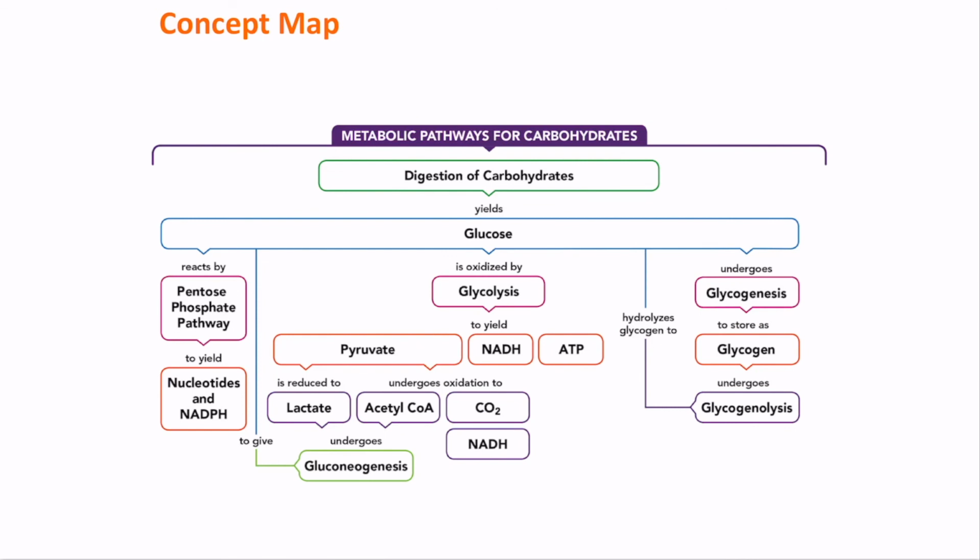So this is the concept map of everything that we discussed today. We have discussed all the pathways for the digestion and metabolism of carbohydrates in your body: glycolysis, glycogenolysis, glycogenesis, the pentose pathway, the Cori cycle, fermentation, and we also talked about the processes of glycolysis and gluconeogenesis and each of their inhibition and activation. So with this, we end our lecture on metabolic pathways of carbohydrates.